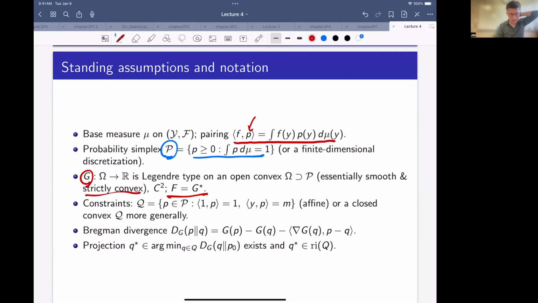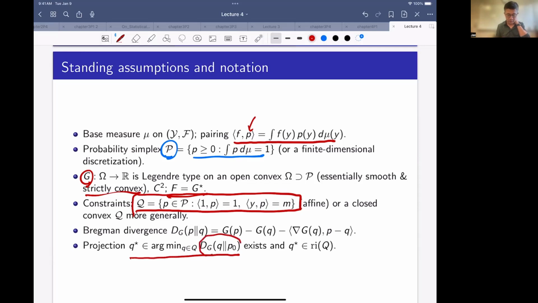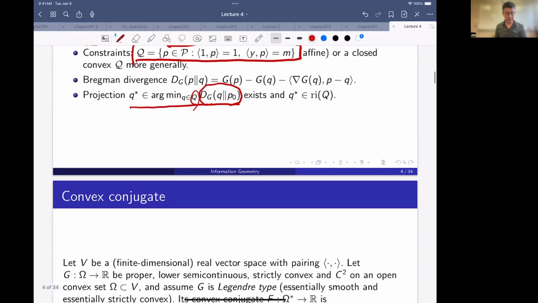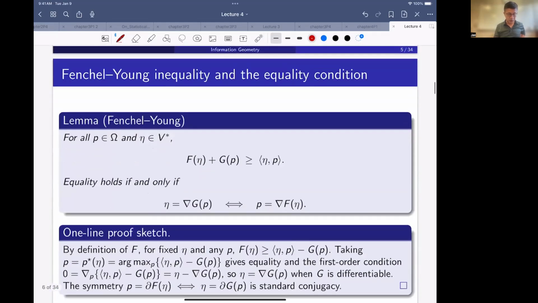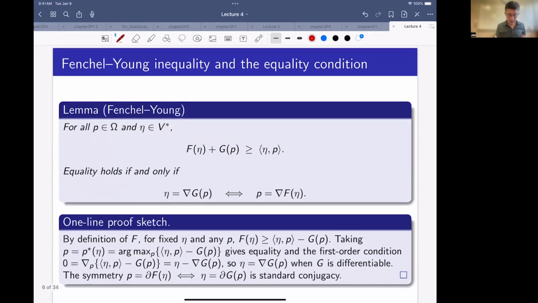The constraint that we are particularly interested in is this kind of constraint. That is a moment condition, right? This is a kind of semi-parametric model. Basically we want to apply projection using the Bregman divergence measure under this semi-parametric model. Okay, so that is the standing assumption and notation. I will briefly review some basic concepts that we covered in the previous lecture. This is a convex conjugate function, a dual function that we will use. One important property is the Fenchel-Young inequality, which is this one.